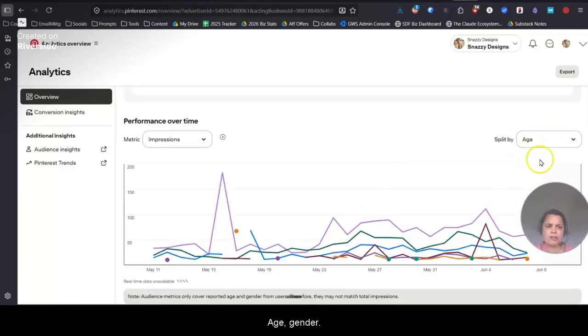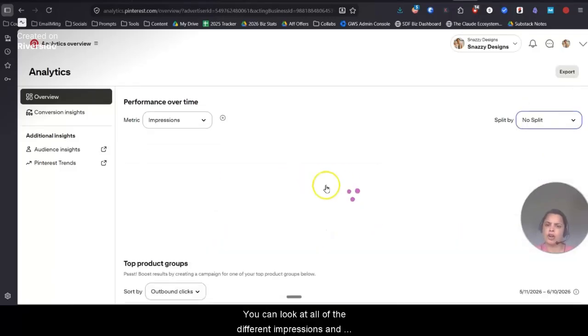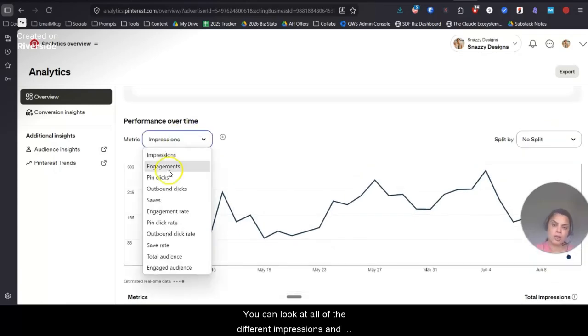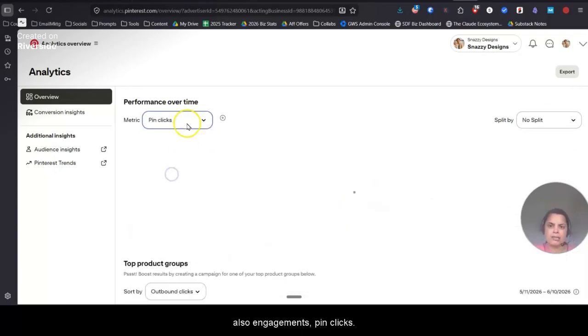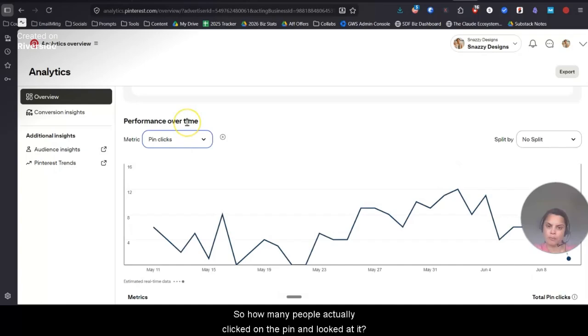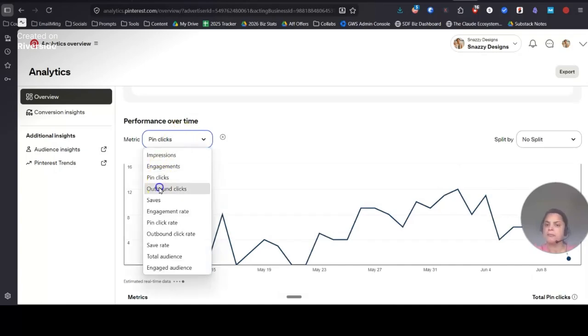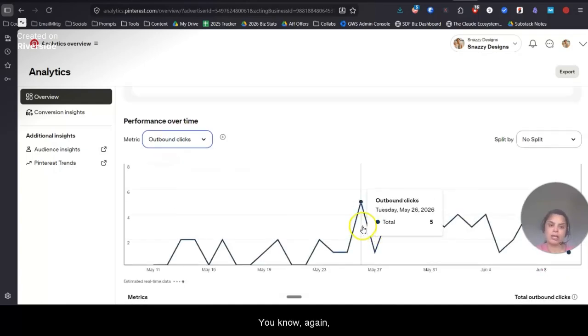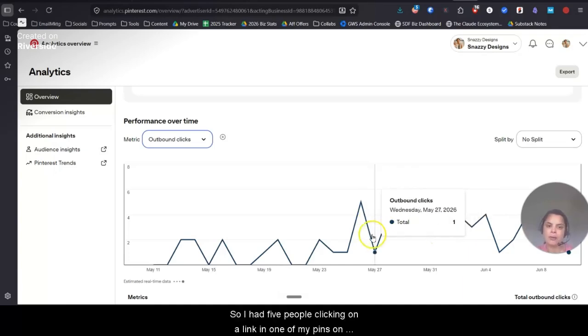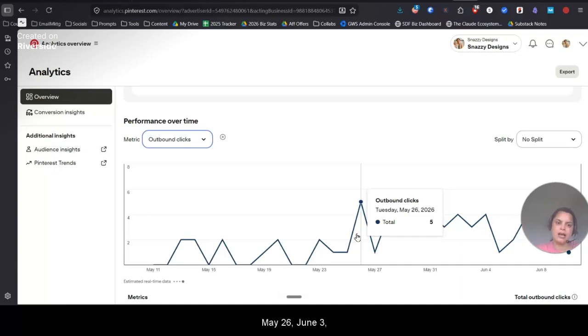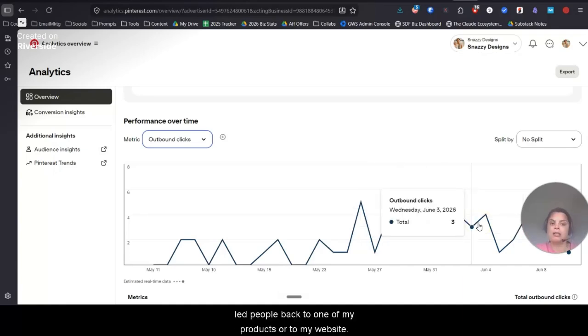Age, gender, so it's pretty neat. You can look at all of the different impressions and also engagements, pin clicks, so how many people actually clicked on the pin and looked at it. Outbound clicks, again looking at how many people clicked on the link in your pin. So I had 5 people clicking on a link in one of my pins on May 26th. June 3rd, there were 3 pins that led people back to one of my products or to my website.